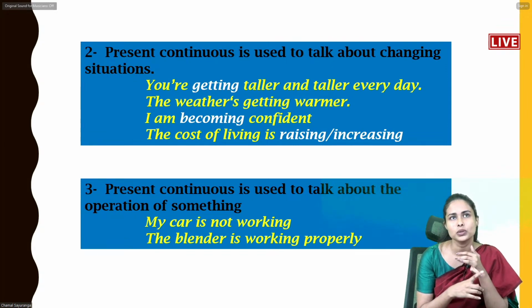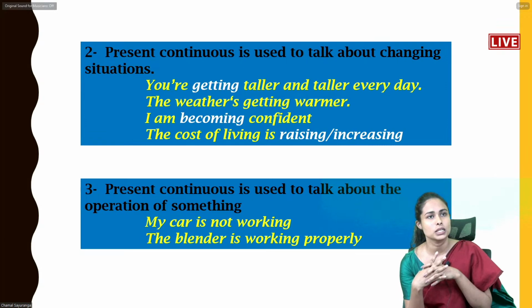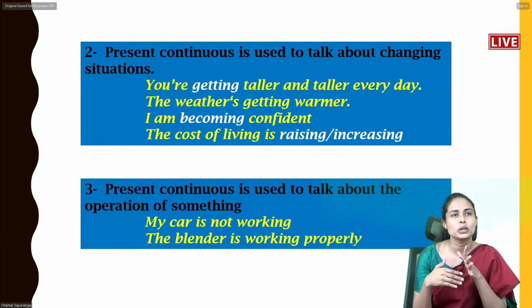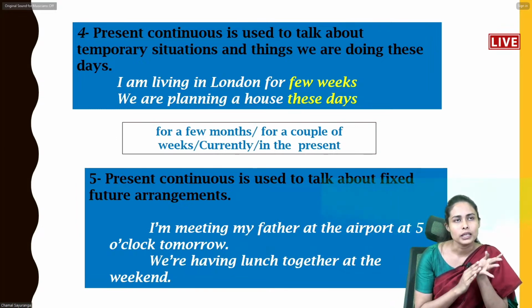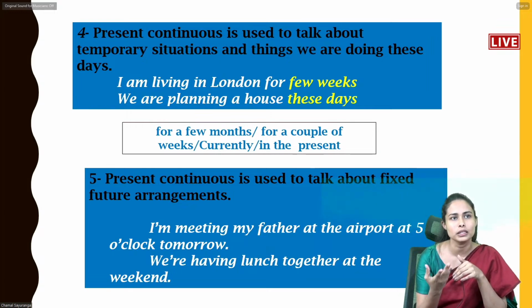So the second usage: you can use present continuous to talk about changing situations overall, and also to talk about the operation of something, especially machines. And the next usage: present continuous is used to talk about temporary situations and things we are doing these days. Similar to changing situations, you can talk about the things you are engaged in these days. I am living in London for a few weeks. We are planning a house these days. I am following an English course these days. We are engaging in a pre-intensive course these days. These days you are doing that.